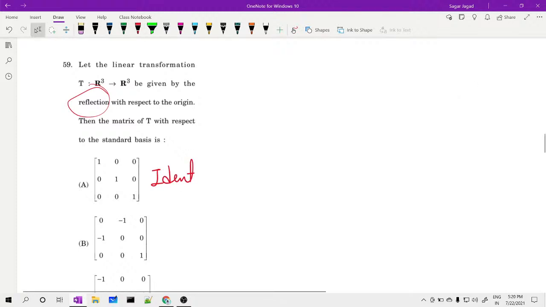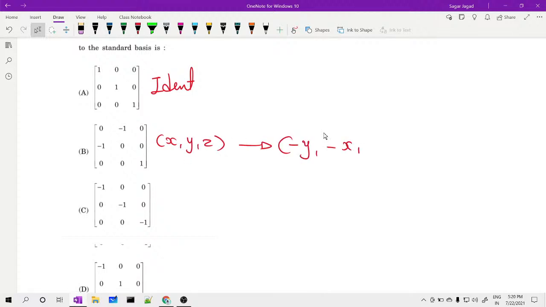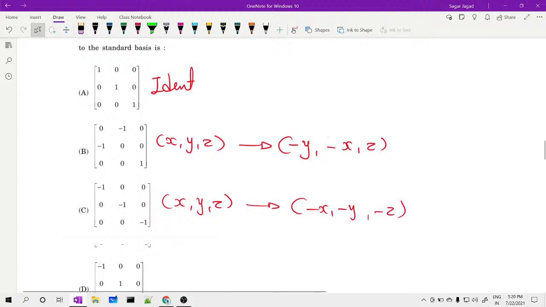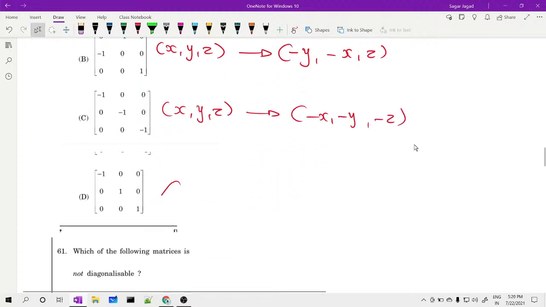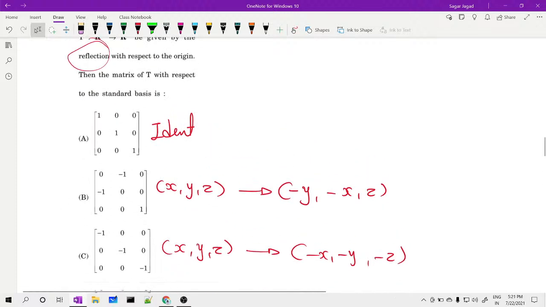In this case, what will happen in the case of B? This will send x, y, z to minus y, minus x, z. Where this will send x, y, z to minus x, minus y, minus z. And the last one will send x, y, z to minus x, y, and z. So if you observe carefully from the given question, I think option C should be correct.